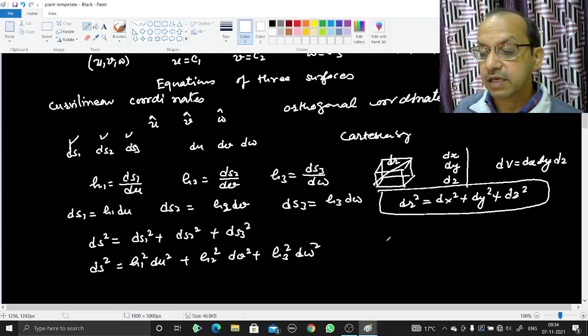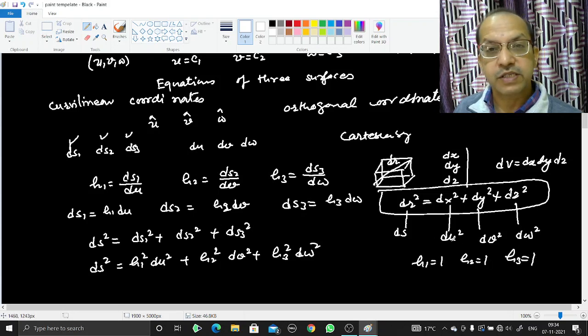In case of Cartesian system, this is ds, this you can call du square, this you can call dv square, this you can call dw square, meaning u equal to x, v equal to y, and w equal to z, so that h1 equal to 1, h2 equal to 1, and h3 equal to 1. So scale factors are 1 here.